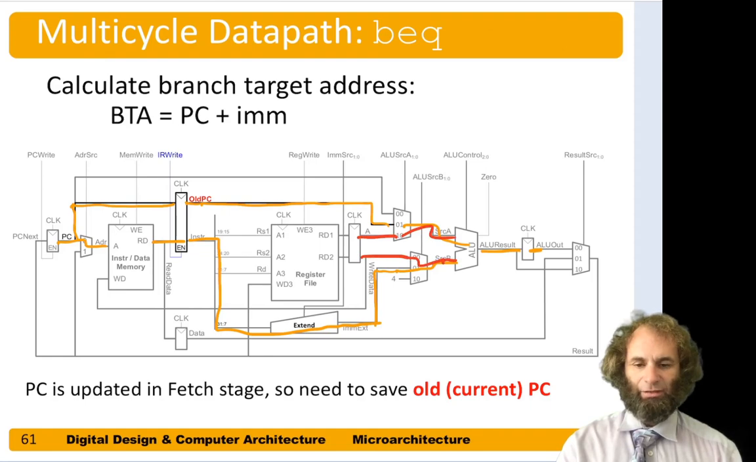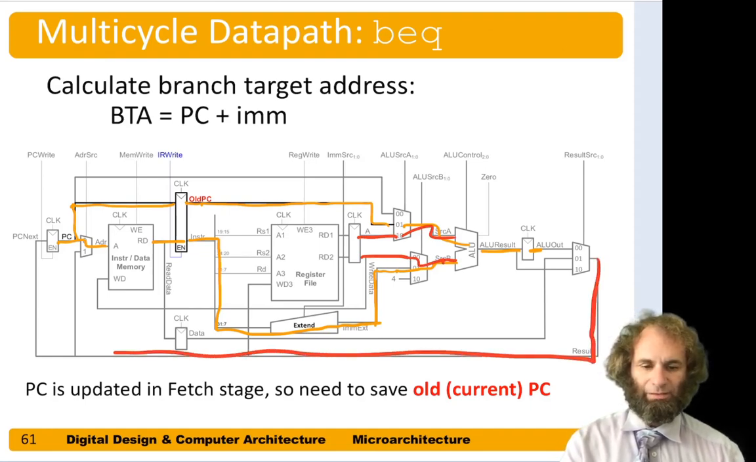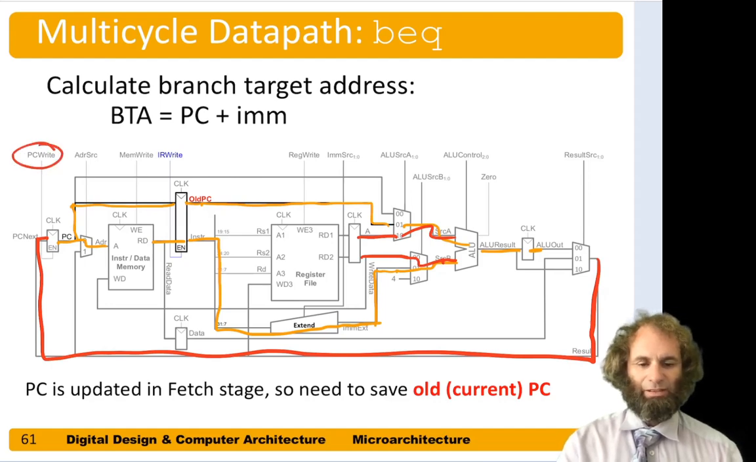And then if they are equal, we could take that result from PC plus immediate and write it into the program counter by asserting PC write, and that way take the branch. Notice that the PC is updated in the fetch stage to PC plus 4. So since we want to do PC plus immediate, not PC plus 4 plus immediate, we needed to keep that copy of the old program counter to add the immediate to.